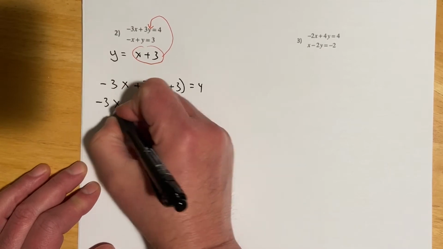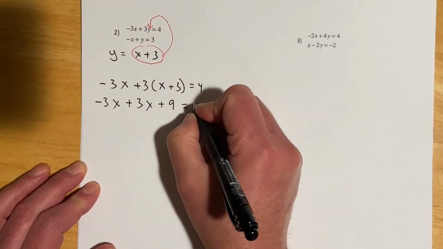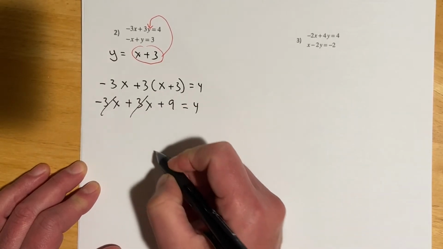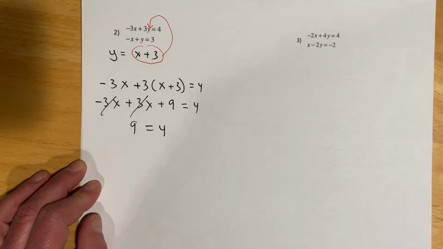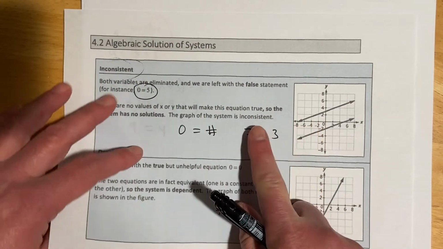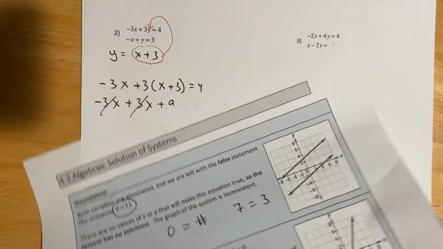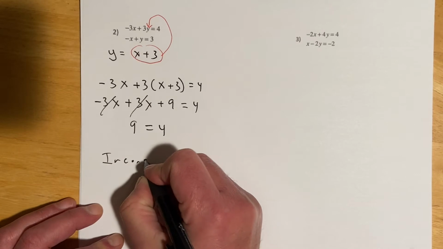So negative 3x plus 3x plus 9 equals 4. These drop out, and so we're left with 9 equals 4. And 9 does not equal 4, and so that is what it looks like in terms of the algebra when you have an inconsistent system. So this one will be inconsistent.